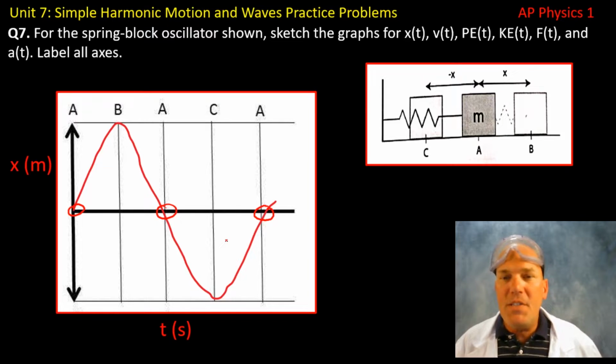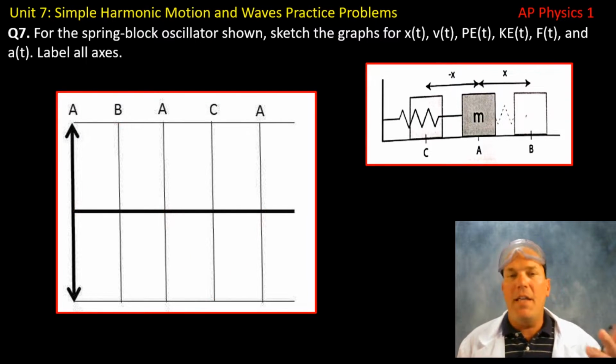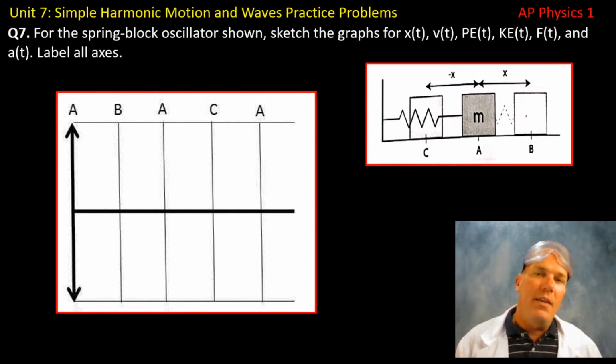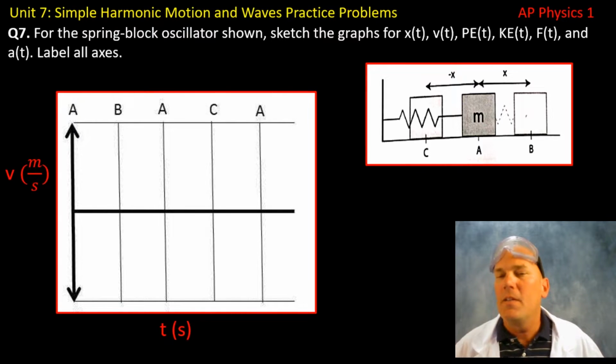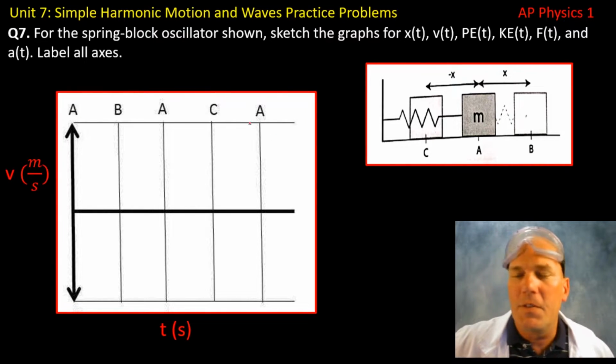So that is our position time. Now let's look at a velocity time graph, and our units are meters per second. Again, obviously seconds for time.